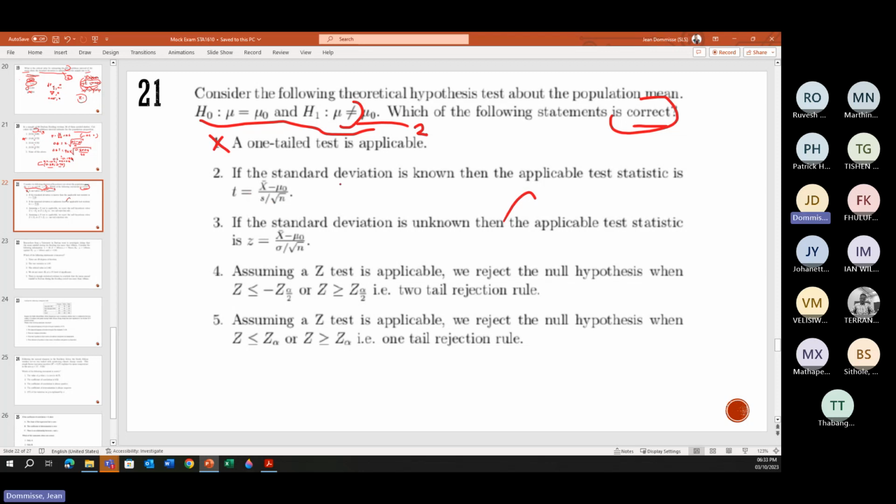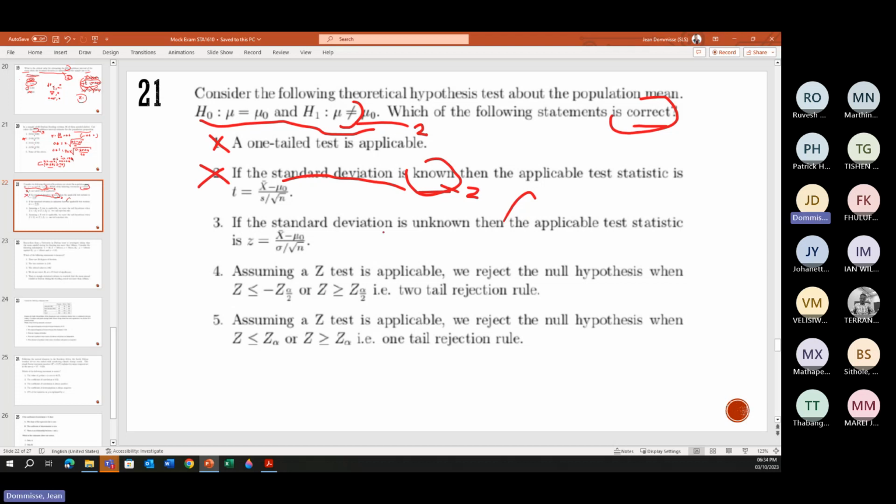So if the standard deviation is known, then the applicable test statistic is T equal to your mean minus what was given. True or not? Okay, so no, it's not true. Standard deviation known is a Z, not a T.